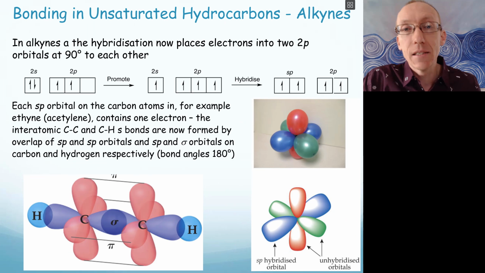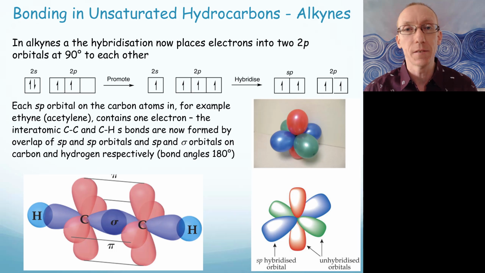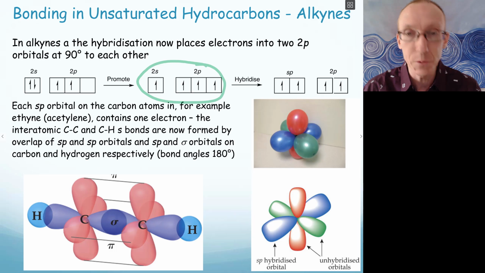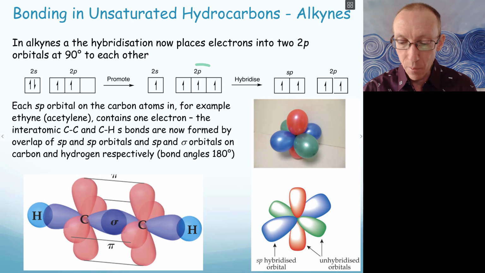So if we look at alkynes, this is very, very similar. We just have two sets of p orbitals that are orthogonal to each other that are involved in two sets of pi bonds. And so in this case, we're promoting up an electron, so we have an even distribution of electrons between the 2s and 2p orbitals. And then when we hybridize those together to get this triple bond, we choose to hybridize as two sp orbitals and two remaining unhybridized 2p orbitals.